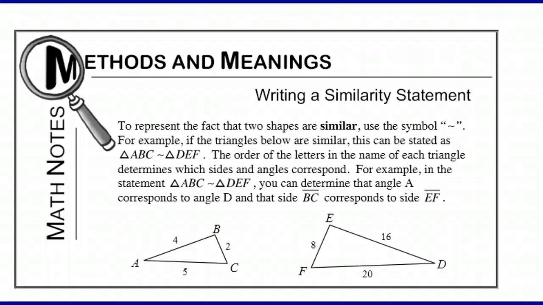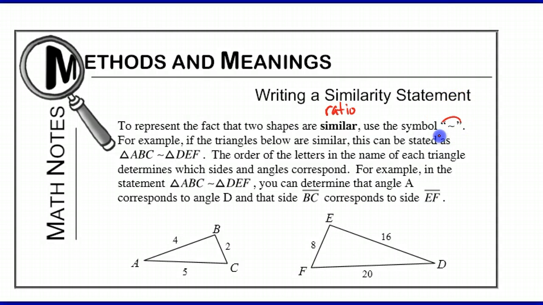All right. This math notes box is about writing similarity statements. In order to say that two shapes are similar, that means we have done a little investigation and found that the ratios of their corresponding sides are the same, or that we can put their corresponding sides into proportions.